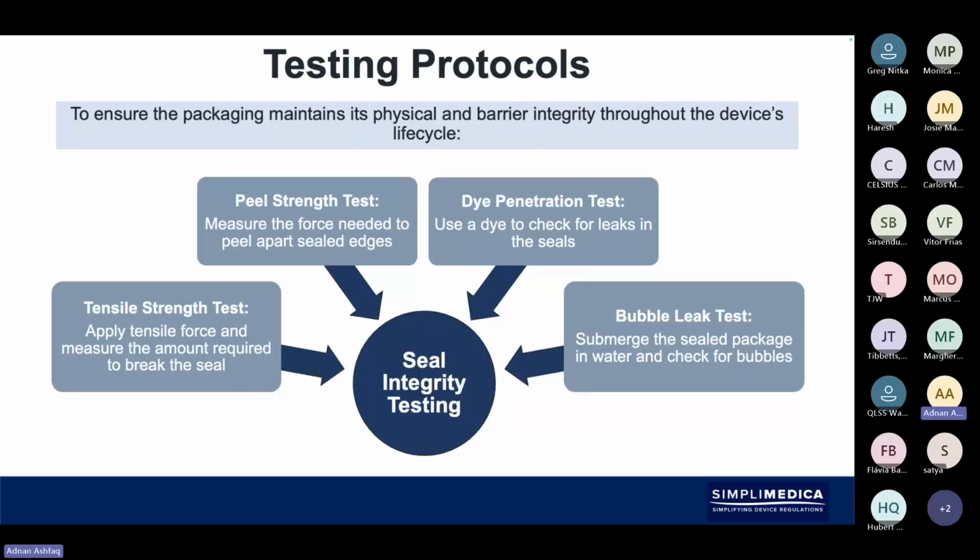You also want to be looking at the seal integrity, which is really important. You have to look at things like the tensile strength test, applying tensile force and then measuring the amount of force that's required to break the seal, which is usually measured in newtons force. You then look at the peel strength, to measure the force that's needed to peel apart the sealed edges, and then a dye penetration test. You would use a dye to check for leaks in the seals, and then a bubble leak test, when you submerge the sealed package in water and then you check for bubbles.